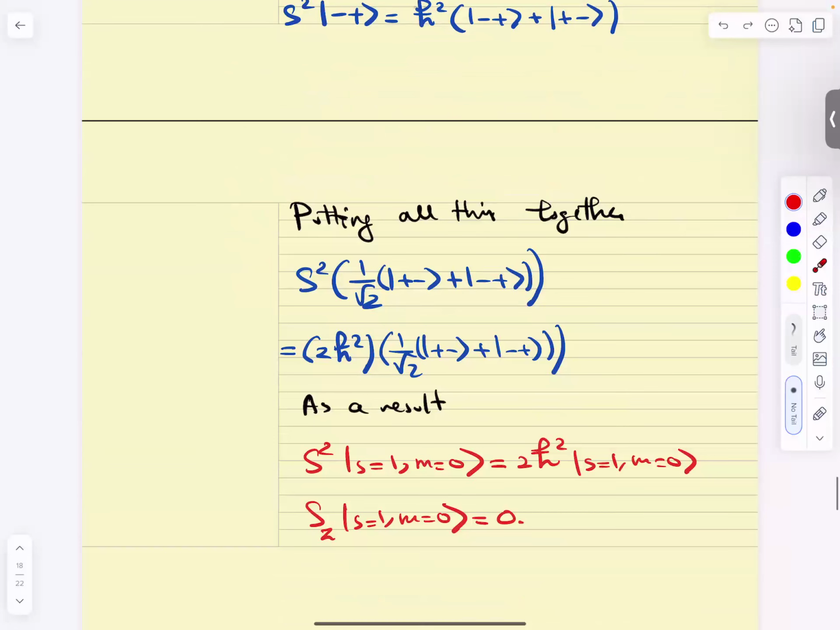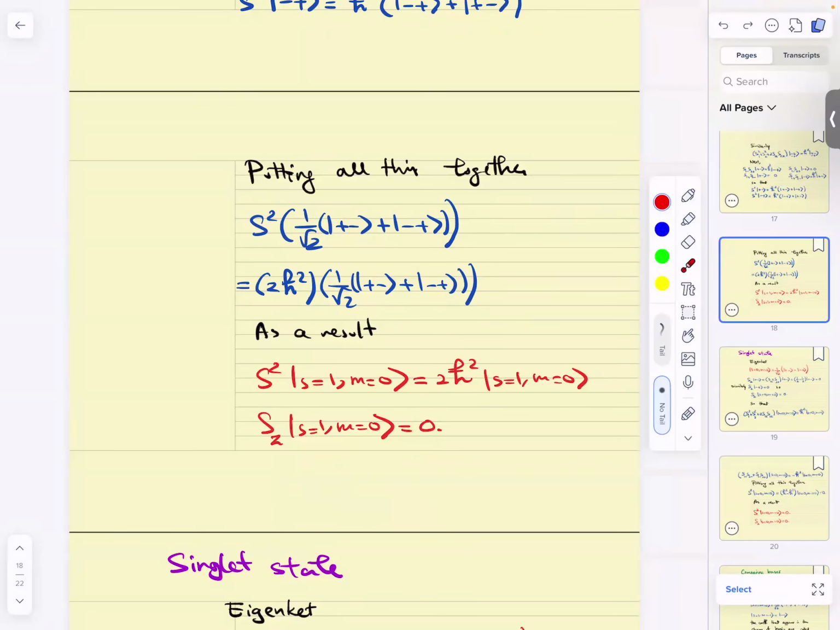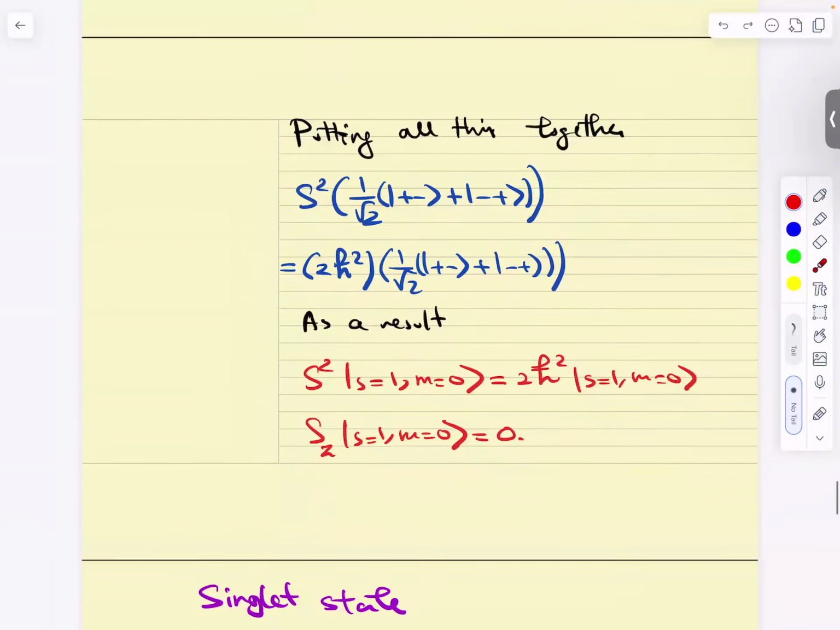You just put all of this together, you realize that S squared acting on this gives you 2ħ squared times this vector. From this, you conclude that this entangled state is actually the missing eigenket with m equals 0, total spin equal 1. This is a particular entangled state. Good? I'm really behind. No, I'm good. All right.